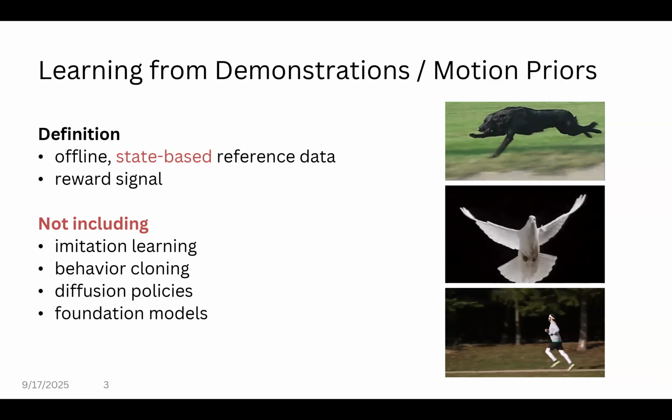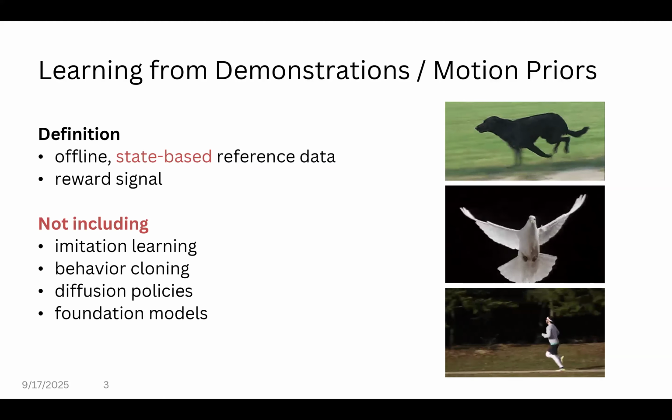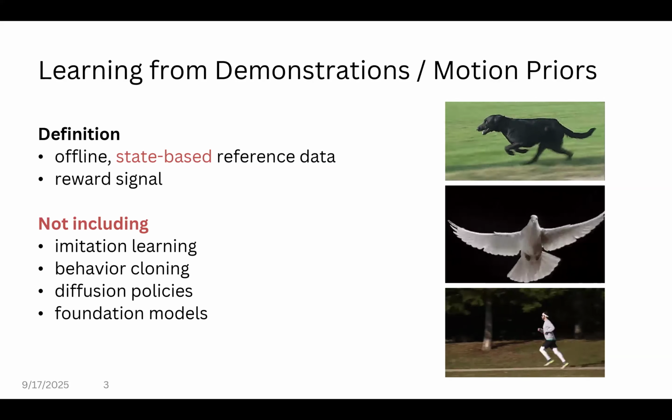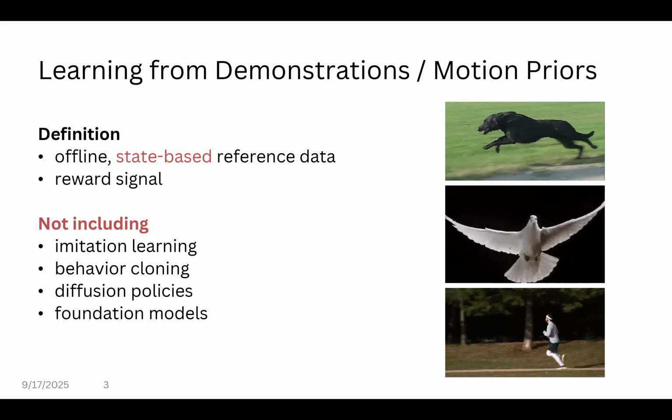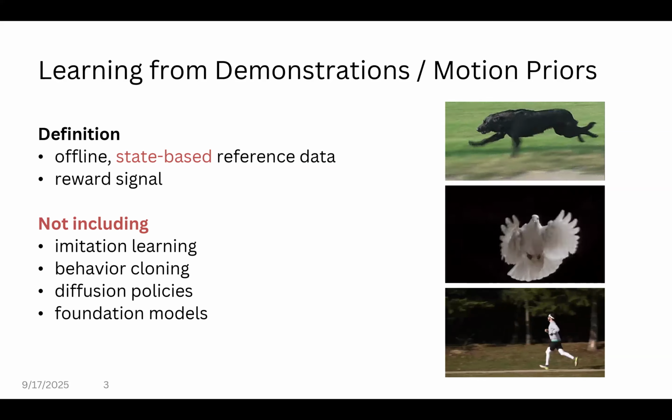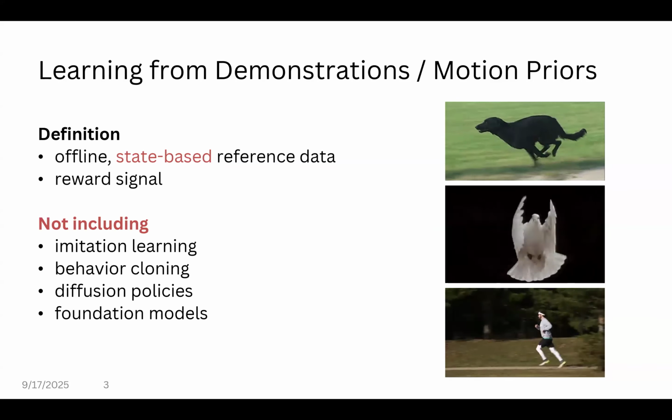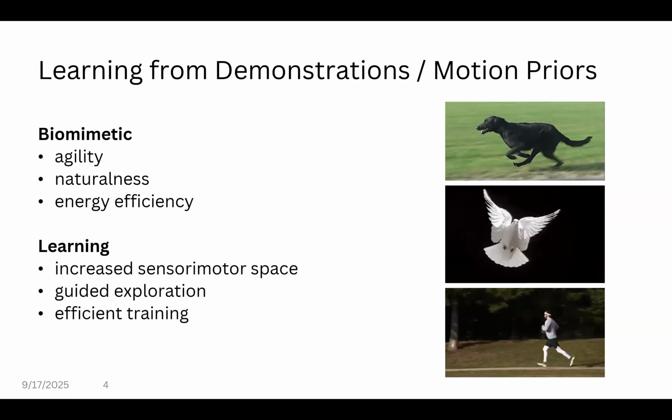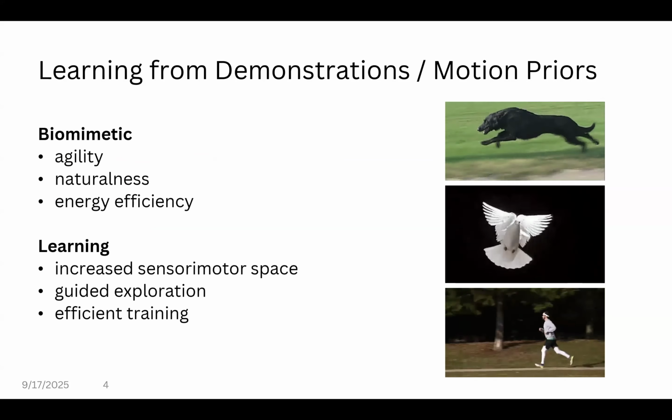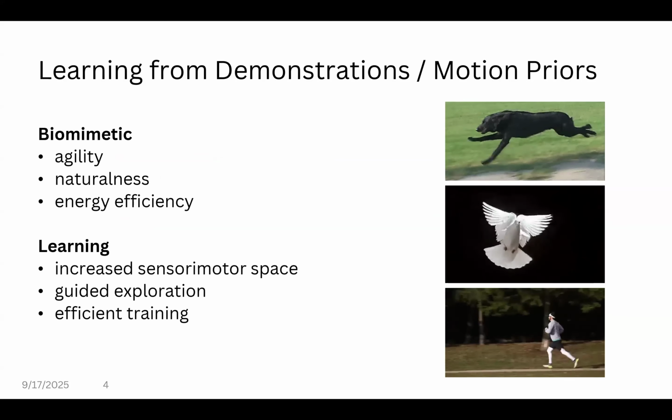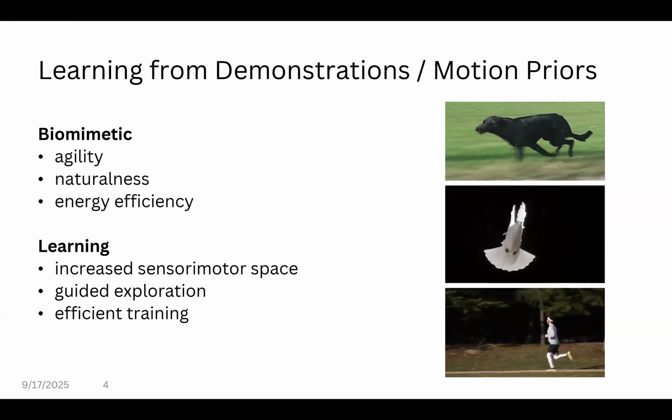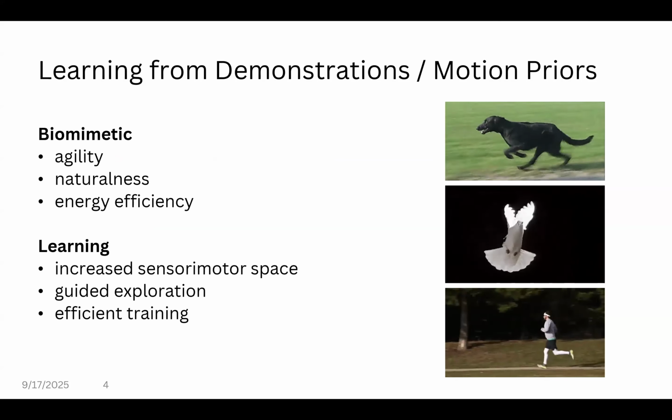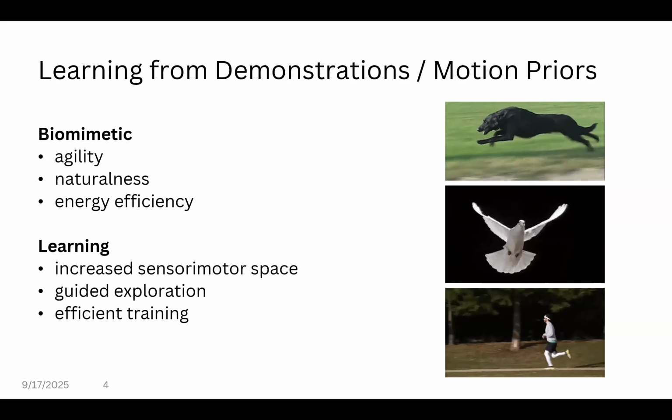Great. So by learning from demonstrations, we want to convert offline state-based reference data to some reward signal. In other words, you can think of this as some inverse RL. We try to learn, or not necessarily learn, we try to construct some reward signal from this offline dataset to guide our RL training. So why are we doing that? When I read the papers, many people focus on the first, biomimetic reasons. We want the motions to be agile, to be natural, and to save energy. So we have these reference motions to guide us to achieve this.